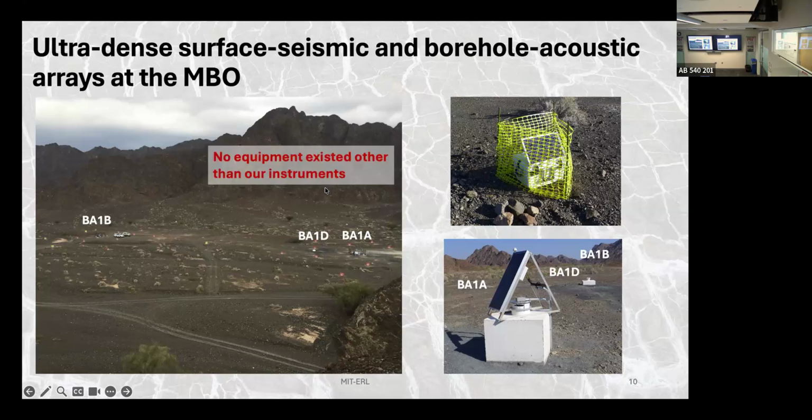The reason I want to show you this picture is to reemphasize that there is no equipment at our site other than our instruments. There are no pumps, no generators, and the site is not connected to the power grid. It's just in the middle of nowhere where they drilled a few boreholes, and that's it. Everything is passive, and all the instruments were powered by the direct current supplied by solar panels.